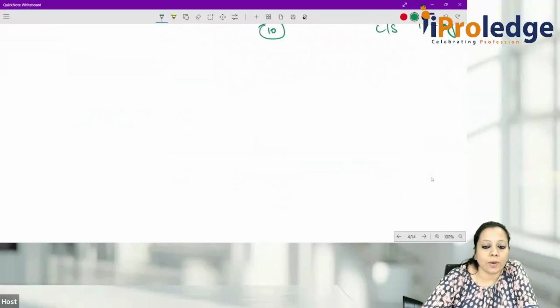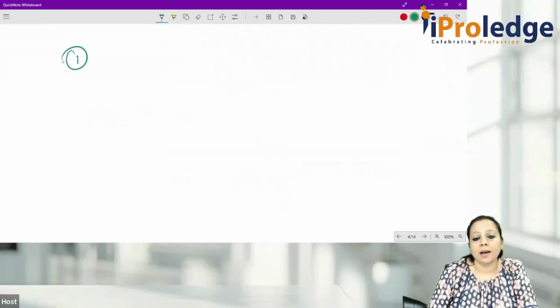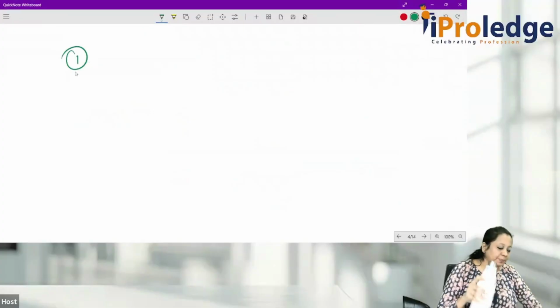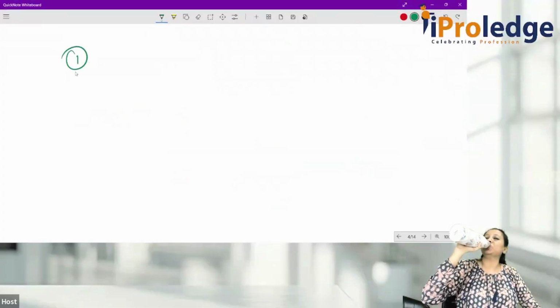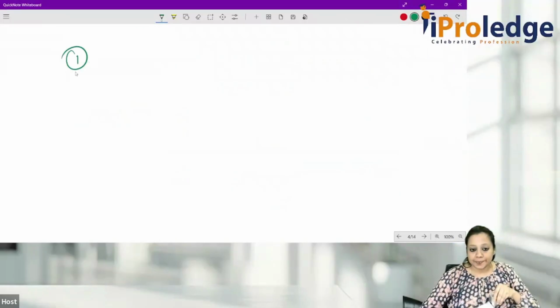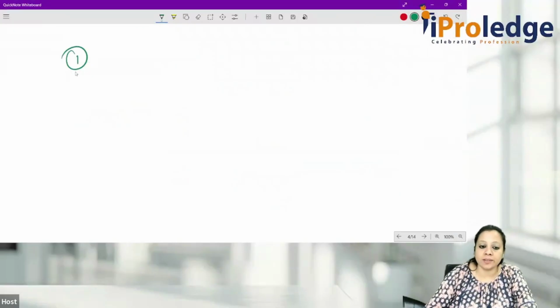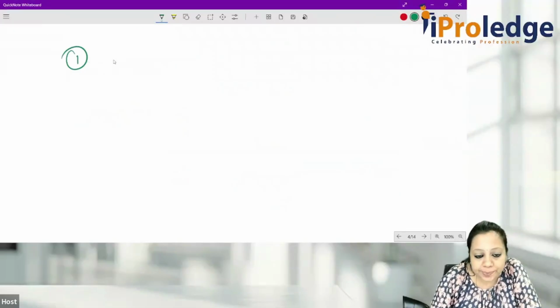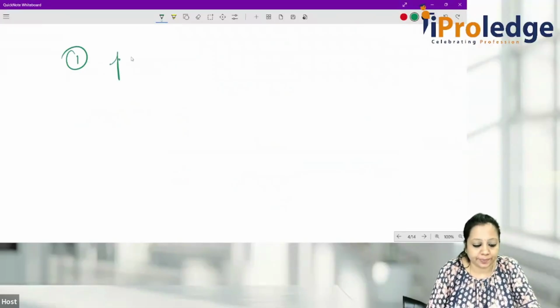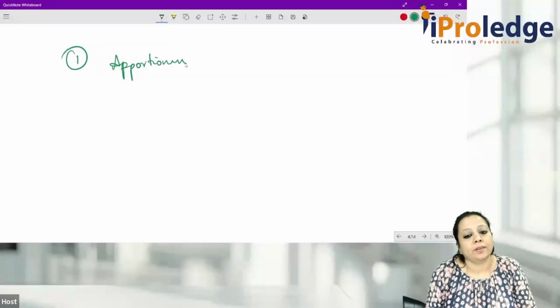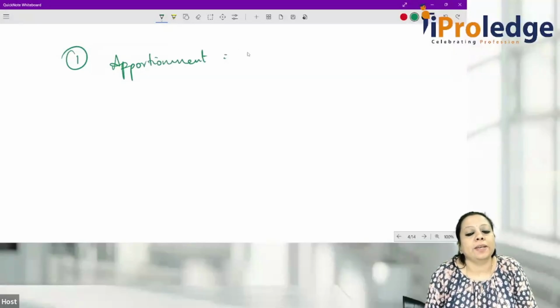Okay. So now, what is the first thing that they have asked? Apportionment of joint cost. Isn't it, students? Apportionment of joint cost is what they have asked. So let us start. Apportionment. I'm going to do based on sales value at split off.